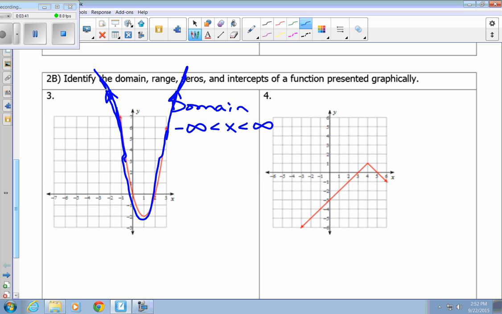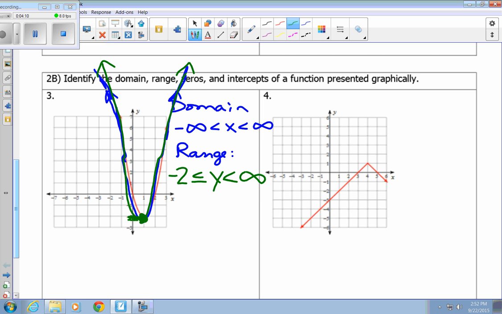The range: how low to high the graph is. The lowest part of the graph is down here, and the y value is negative 2. It is an actual point on the graph, so it is equal to. And on either side, it does not matter which one you pick, both sides of the graph are going to go up, up to infinity.